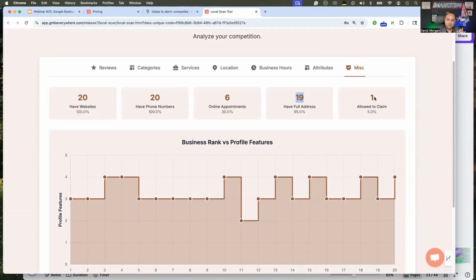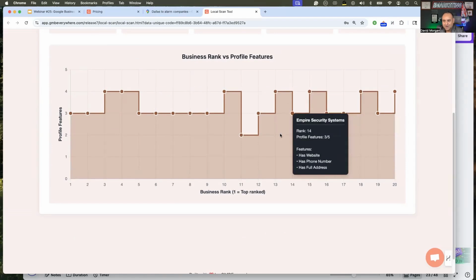Also, a lot. My point being here is there is one of these 20 that does not claim their business. If you've not claimed your Google business profile, please, please, please do this right now today.